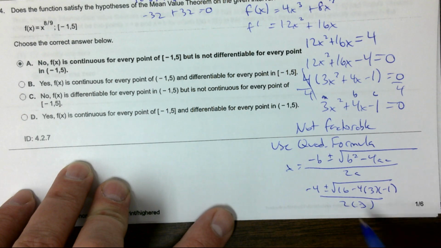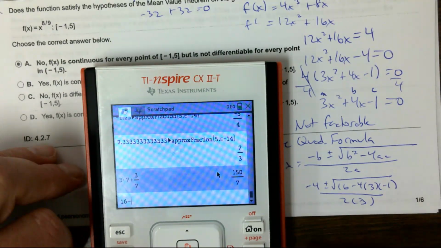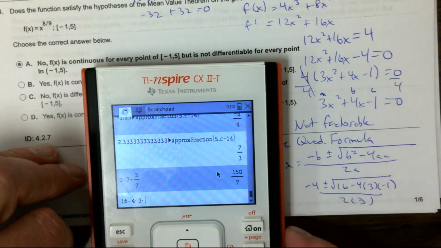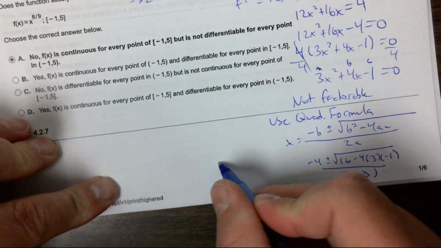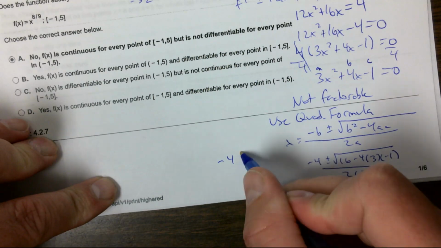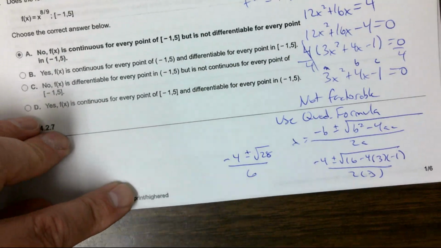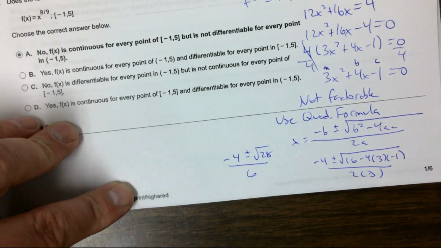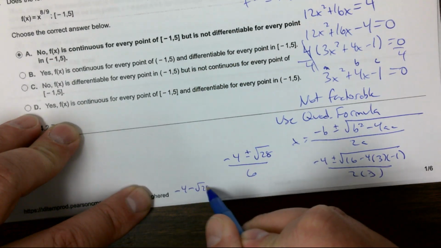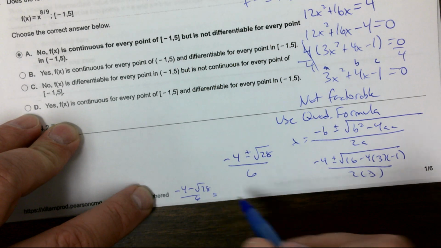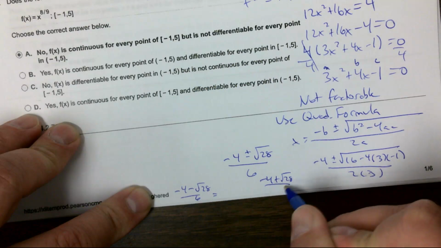So let's do this part. This is how I'd normally type it. 16 minus 4 times 3 times negative 1. That's 28. So what that means is negative 4 plus or minus the square root of 28 over 6. So we're not simplifying square roots on this one. So if we just do negative 4 minus square root of 28 over 6, we can get a decimal. And if we do negative 4 plus square root of 28 over 6, we get a decimal.